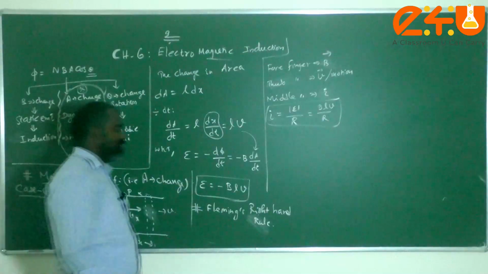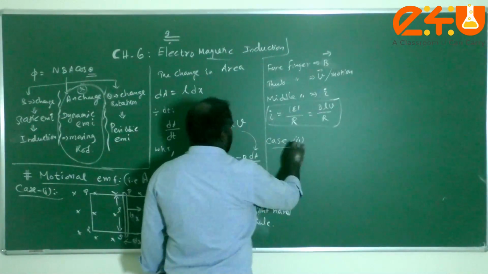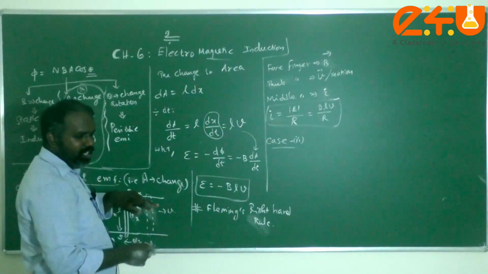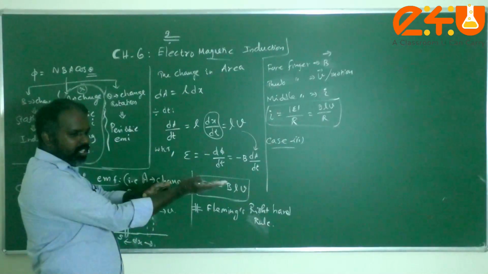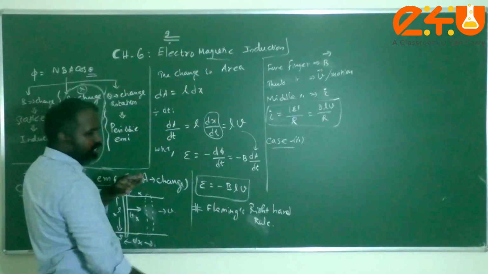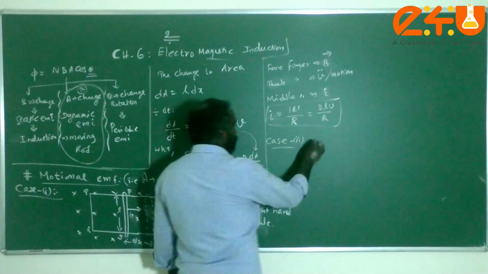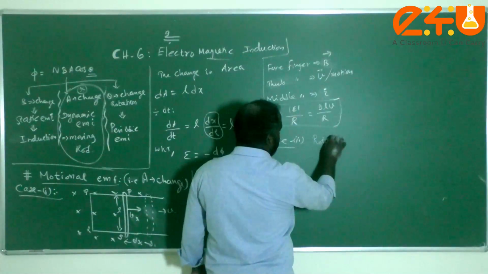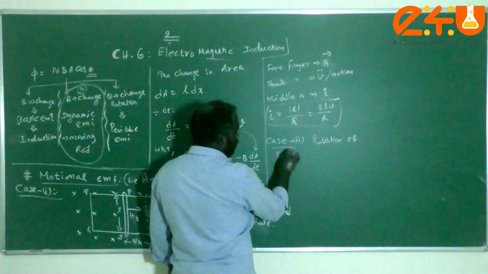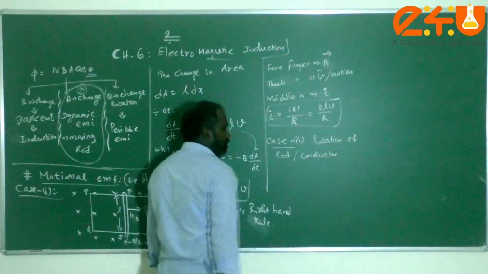Okay, children. Now I am going to discuss case 2 of the motional EMF. Here there will be a translational, linear motion of the conductor, but at a fixed axis this rod may rotate like this. Such a case also belongs to motional EMF. That means the rotation of a conducting rod or simply a conductor.